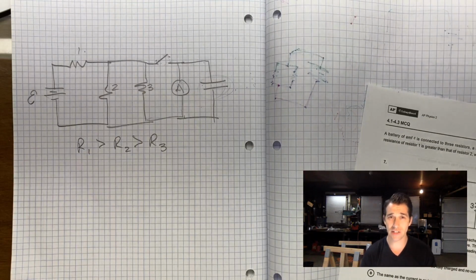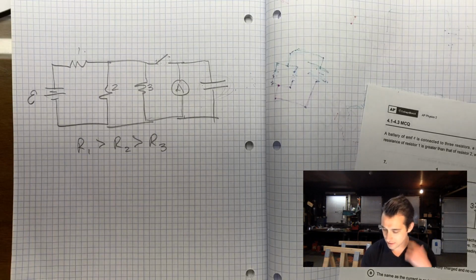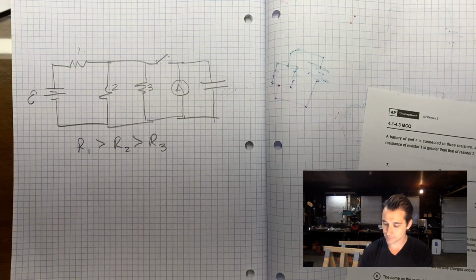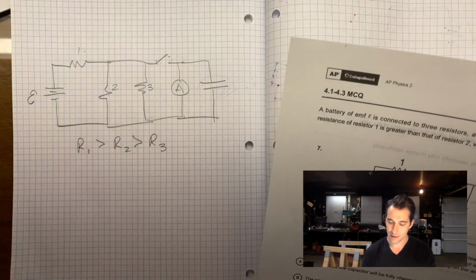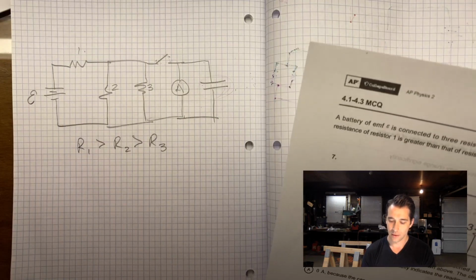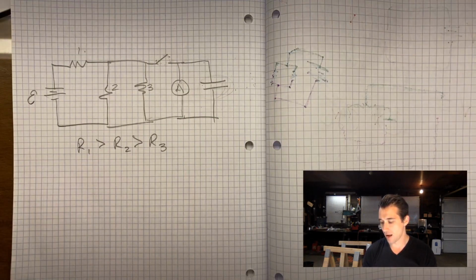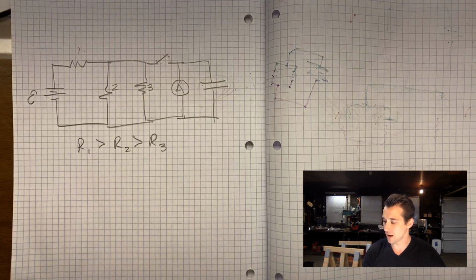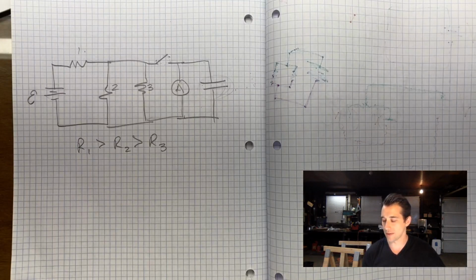So things are going to change. Maybe this capacitor charges up more. Maybe things discharge. We'll see in a moment. We reach another steady state. And then we ask, which of the following correctly indicates the reading on the ammeter and explains why it's that reading? Okay. So what is this ammeter going to read?